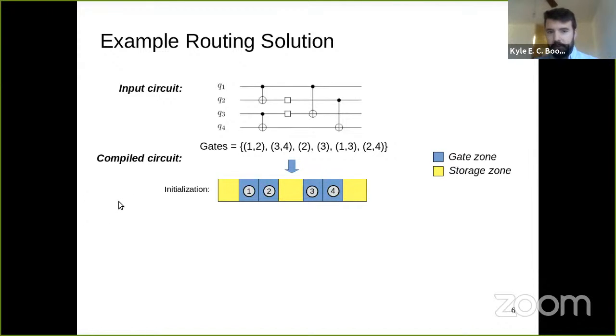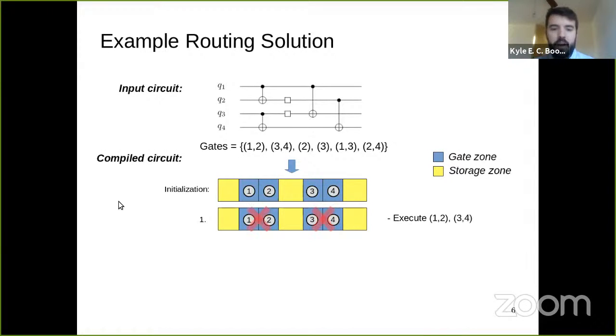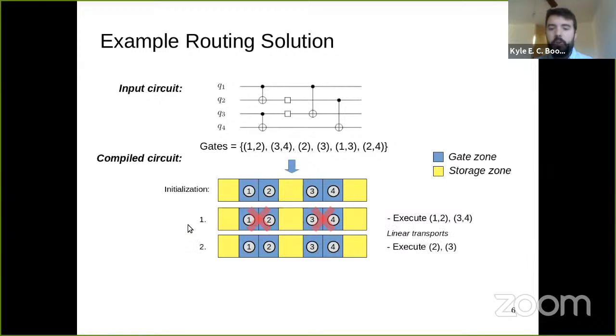And so if we're actually looking to route the qubits to accomplish the circuit, in the first step, we can directly execute gates 1 and 2 and 3 and 4 as follows. In the second step, what we're going to do is first use our linear transport capability to isolate qubits 2 and 3 in their respective gate zones. And then we're going to implement the single qubit gates that involve those qubits.